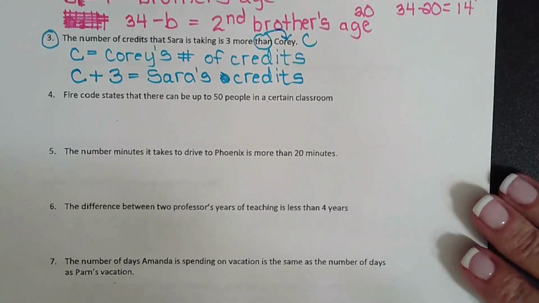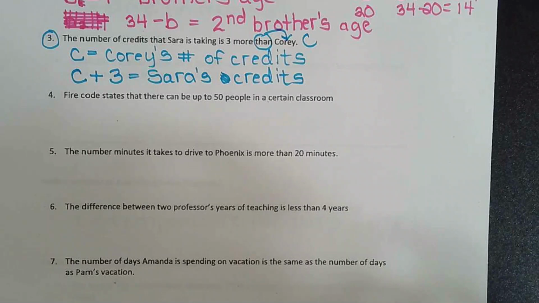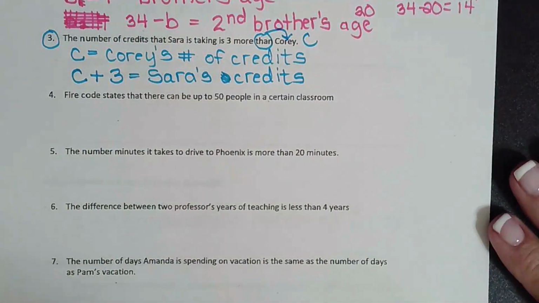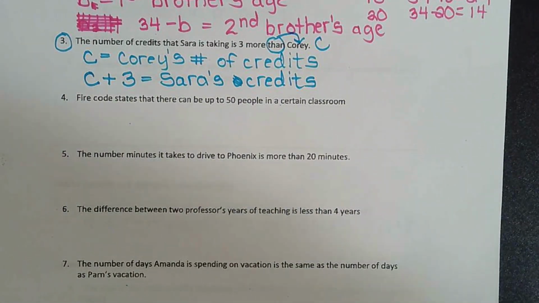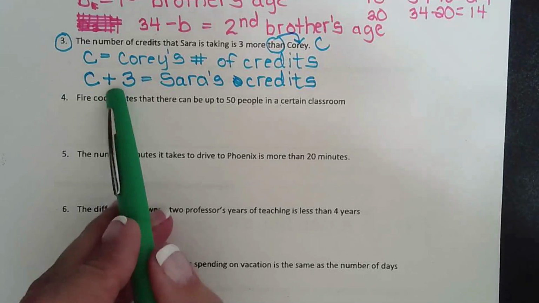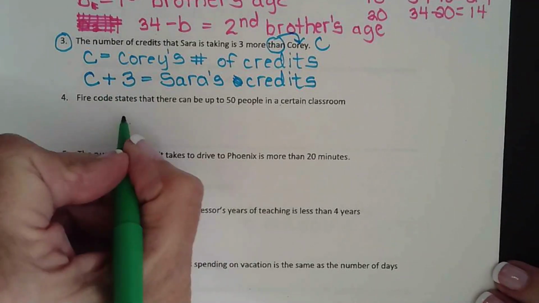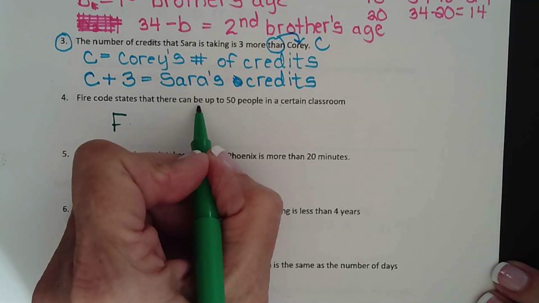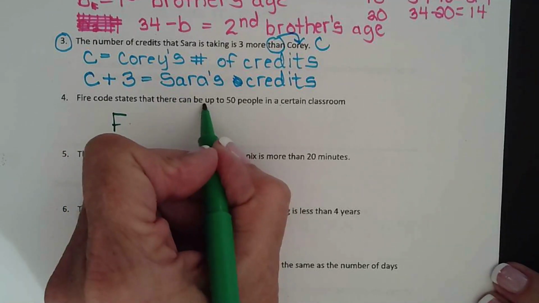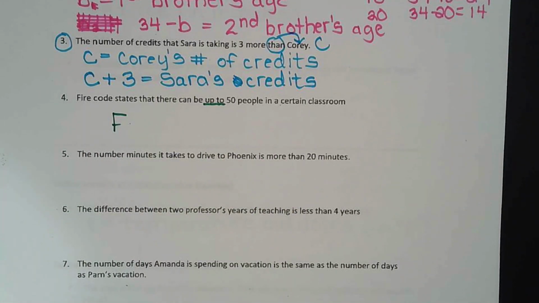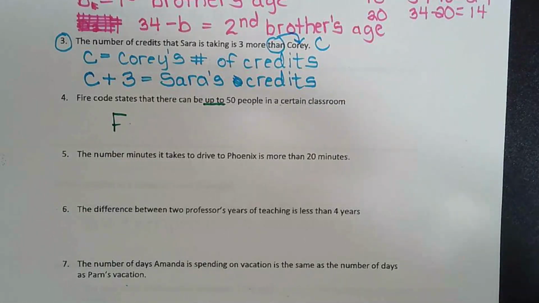Okie dokie. Fire code states that there can be up to 50 people in a classroom. So this really isn't a variable one. This is more transferring it into an equation or inequality. I'm not sure why there's some in here that don't go with these first three, so I just kind of roll with it. So this says fire code, so should we say F? States that there can be up to. So now we've got to think, up to. So I know that's going to be an inequality.